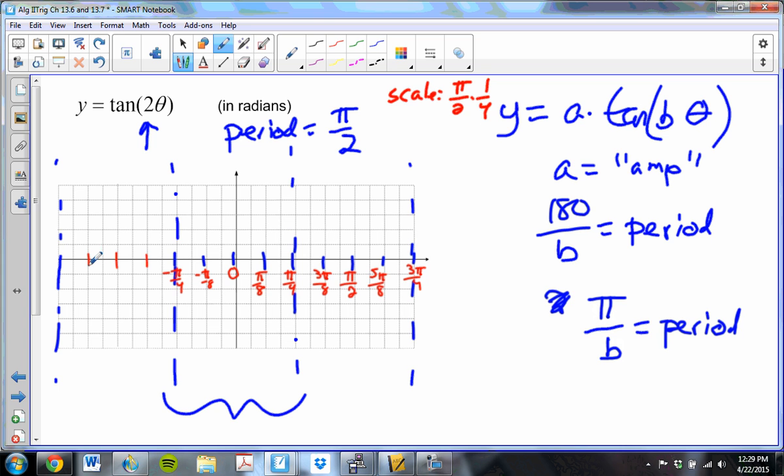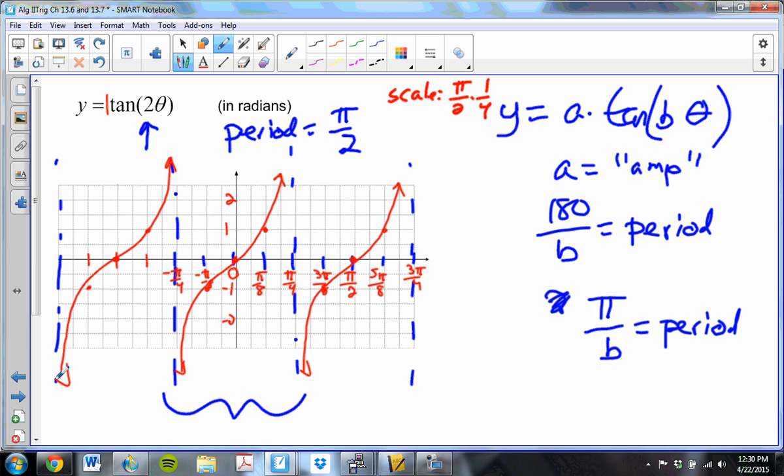The tangent at 0 is 0. The tangent at pi over 8, well, since my amplitude here is 1, my a value is 1, I'm just going to go up to 1 here, and down to negative 1 over here, and my graph looks like this. So here I start at the point 0, I go up to 1 here, down to 1 here, and my graph goes like that. So I start at 0 in the middle, up 1 on the right, down 1 on the left, and the graph has this curve. That's tangent of 2 theta.